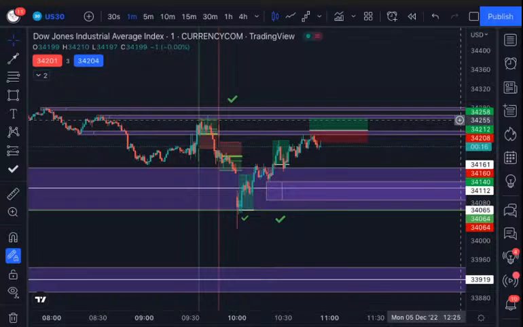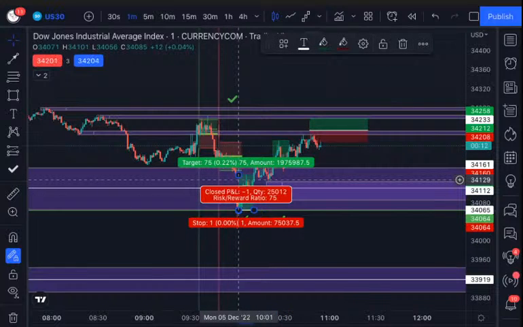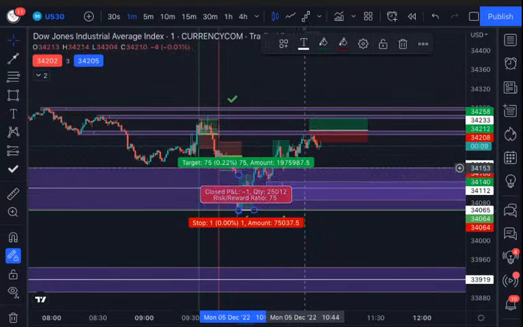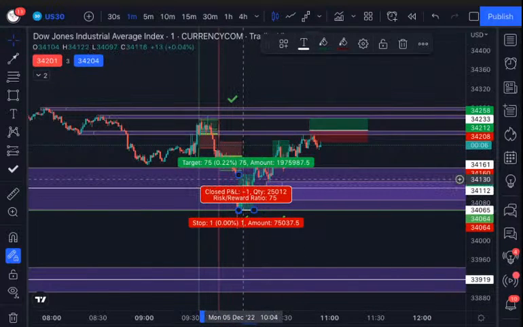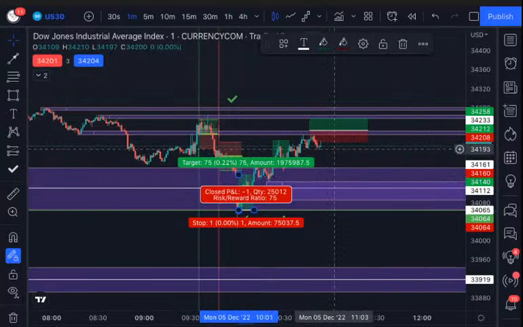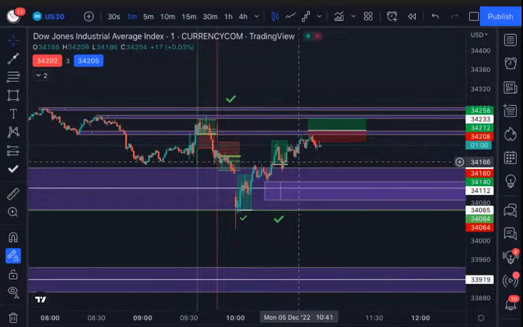I think that was 50 points. What's this 50 points? No, that was for 75 points actually. This was 50 points, yeah. Alright, so yeah, I took this to close the gap. That was 75 points, right? And this one I actually took for a 1-to-1 because it broke above this zone.